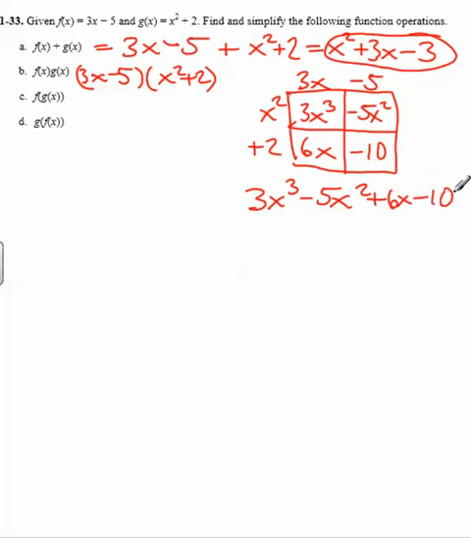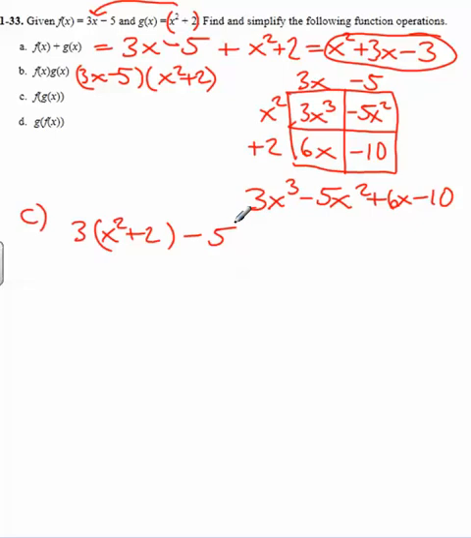All right, now moving on to c. This says f of g of x. So we're going to plug g of x into f of x. So this means we're going to take all of this, which is g of x, and we're going to insert it as the argument in for x in f of x. So it's going to look like 3 times, instead of x, all of the g of x stuff. x squared plus 2. And then continue doing this part, minus 5.